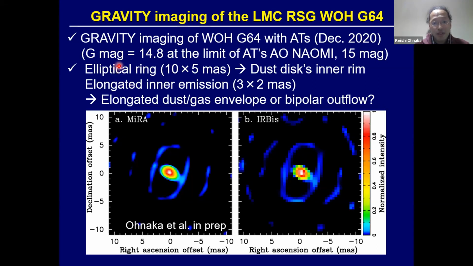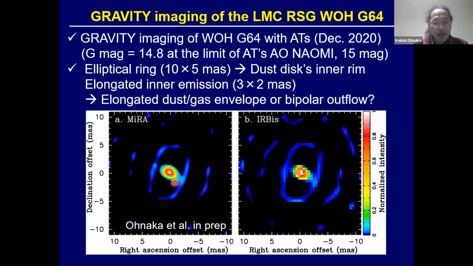And we reconstructed images. The left panel here shows the image reconstructed with NIRA, and the right panel shows the image reconstructed with IRBis, done by Karl-Heinz Hofmann at the Max Planck Institute for Radio Astronomy in Bonn. So basically, both images show similar structures. And first, this elliptical ring, 10 by 5 milliarcseconds here. And this can be interpreted as the dust disk's inner rim.